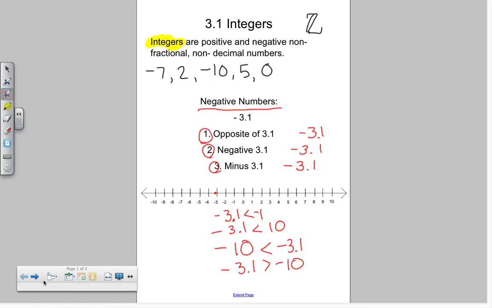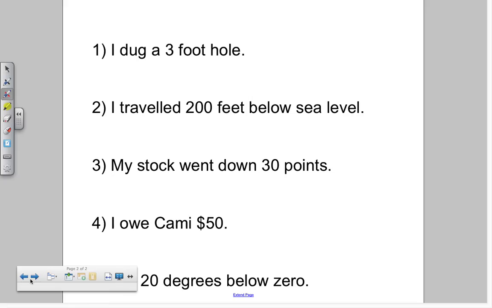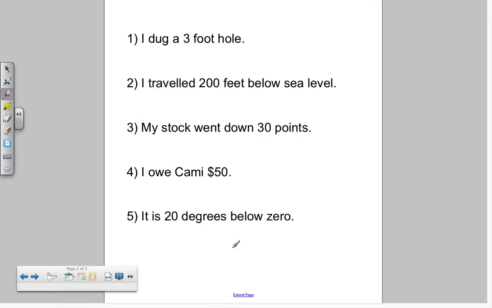Now there are some words that mean negative also that are important to think about. Let me zoom out on this. There we go. I dug a 3-foot hole. Well, if I dug a hole, I'm going under the ground, so I'm going to think about that as -3. Or I traveled 200 feet below sea level. Well, maybe you're in a submarine, or maybe you're just in Death Valley where it's dry, but you're below sea level. That would be -200 feet. That's how you'd say below sea level.